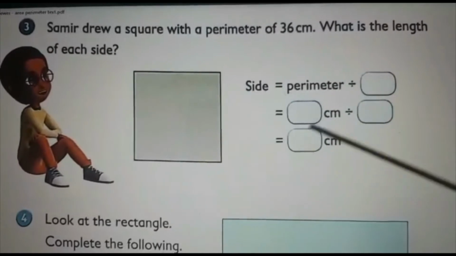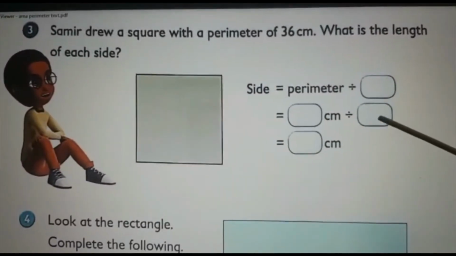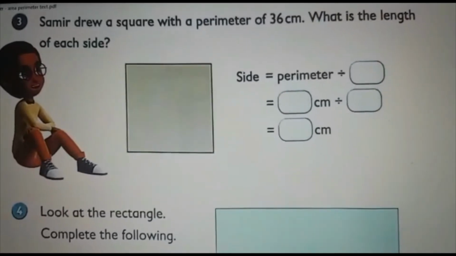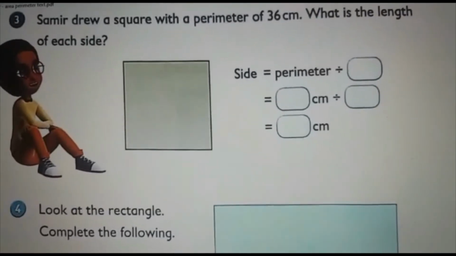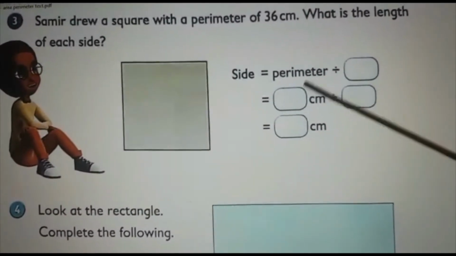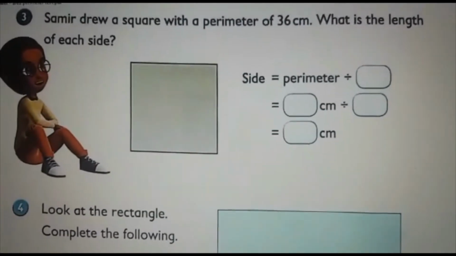Write the perimeter divided by 4. Then think of the multiplication of 4 and see where 36 comes. 4 multiplied by what number gives you 36? 4 multiplied by 9 gives you 36. So what will be the side length of the square? 9 centimeter. Like this you can do that.